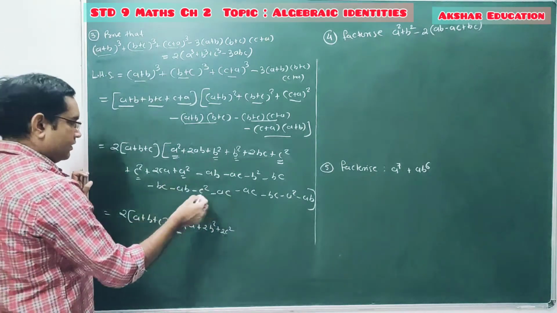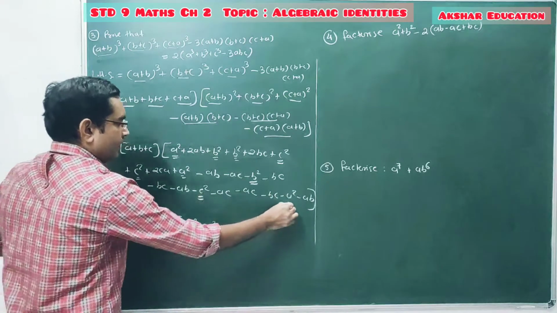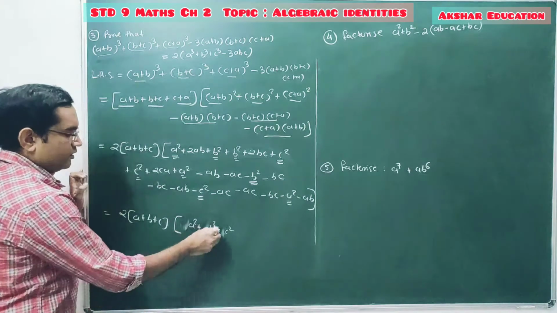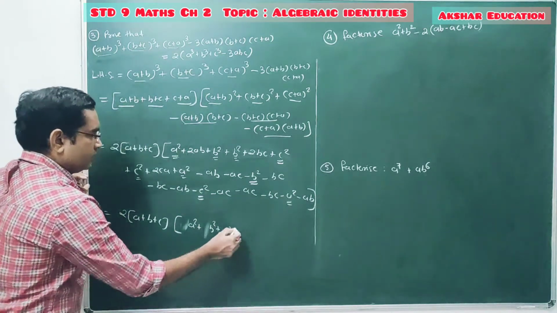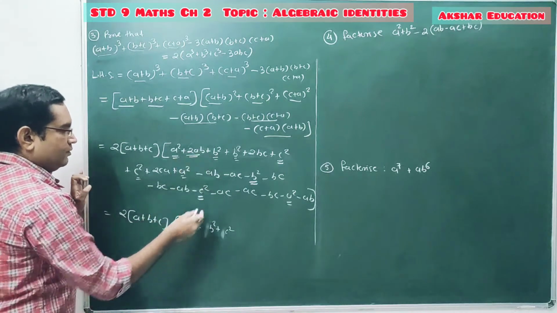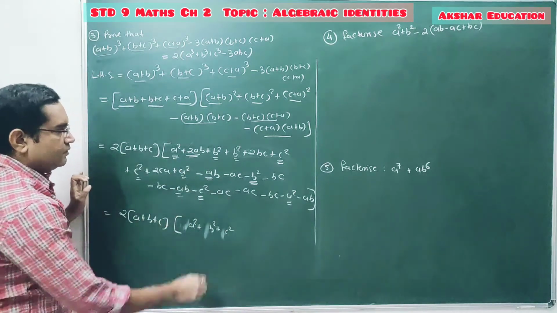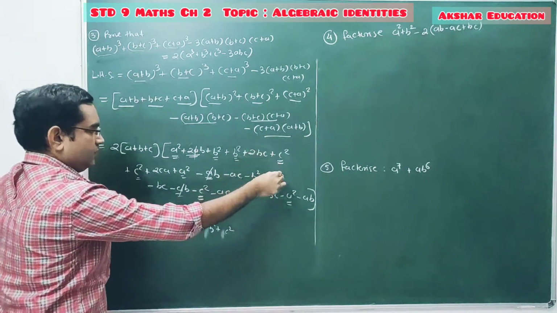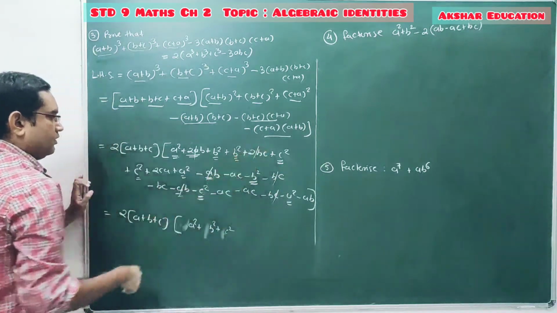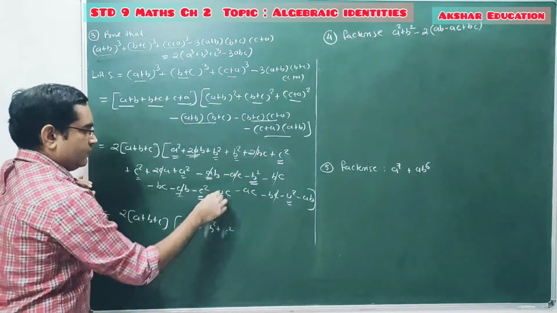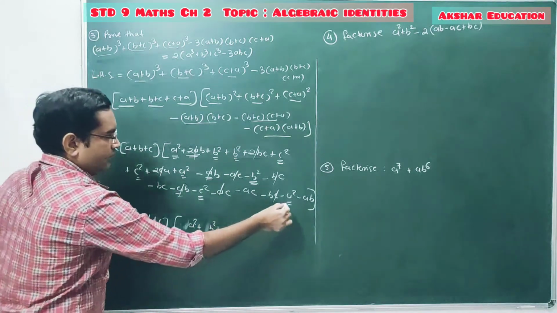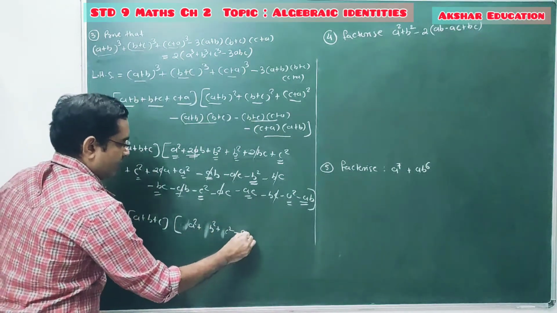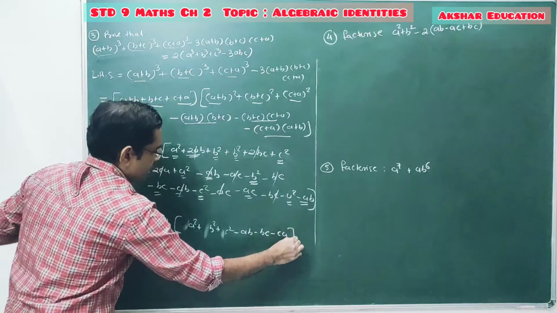Minus will come, as I said, minus b square minus c square minus a square. So a square will be cut, b square will be cut, c square will be cut. So it's a square plus b square plus c square. Then 2ab minus ab minus ab. 2bc minus bc minus bc. 2ca minus ac minus ac. So remaining terms are minus AB, minus BC and minus CA.